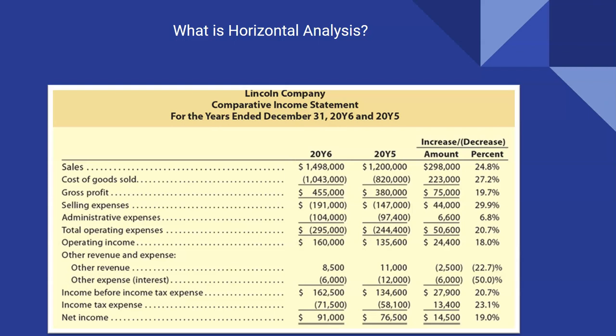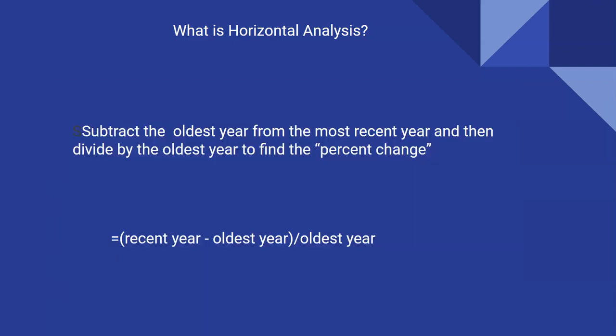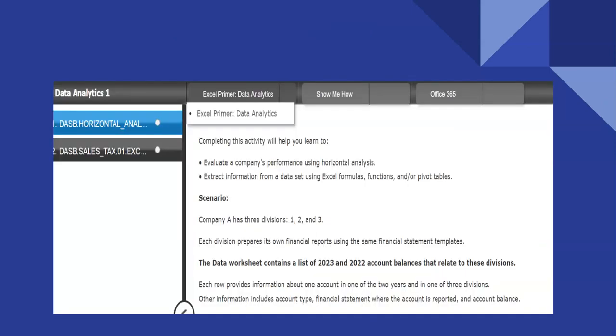So first we need to remind ourselves, what is a horizontal analysis? It is just when we are comparing information from one year to the other year. And so we're typically going to use the oldest year from the most recent year, get the difference, and then divide that by the oldest year to find the percent change. So when we put it into Excel, of course, we'll start our formula with the equal sign, and then we will get the difference, which is the recent year minus the oldest year, and then divide that by the oldest year.